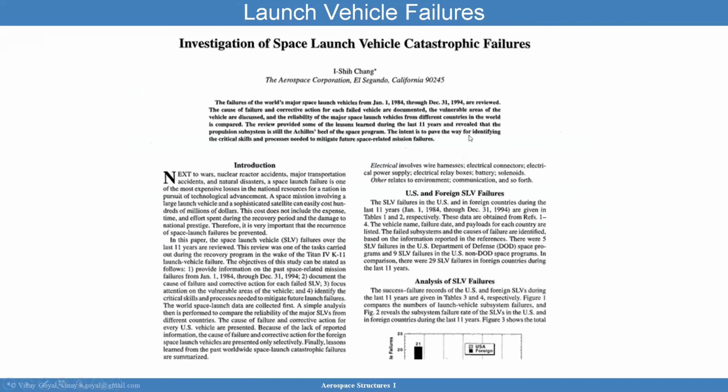Here, I invite you to pause the video at some point, and I want you to download this paper, which goes into the investigation of space launch vehicle catastrophic failures and walks you through a number of space launch vehicle failures from 1984 all the way to 1994. And you will see there how the cause of the failures was found, what corrective action was taken after the failure occurred, and the issues that are weak in each vehicle. And you will see that there can be a number of contributors from structures, propulsion, and a number of other disciplines.